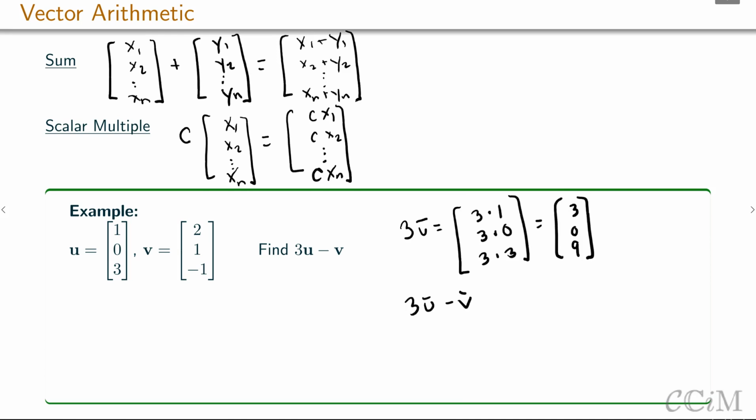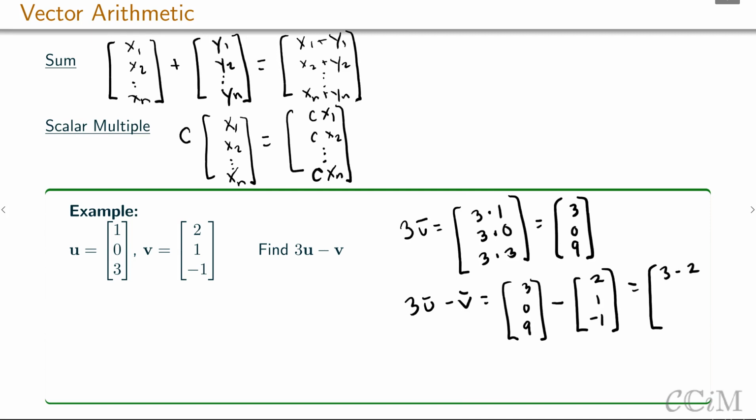And now I'm asked to find 3u minus v. So I'm going to take that vector 3u, which I just computed, and now I'm going to subtract off my vector v, 2, 1, negative 1. And at this point you might be concerned, I only taught you addition and didn't teach you subtraction. Well, subtraction works the same way addition does, you just do it entry-wise. So in this case, I'm going to subtract 3 minus 2, take corresponding entries, 0 minus 1, and 9 minus negative 1. And if you do that computation, you get 1, negative 1, 10.